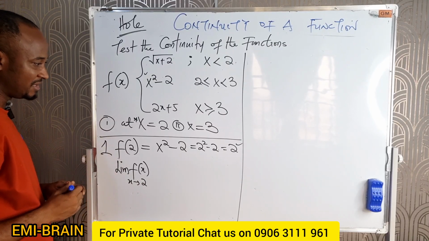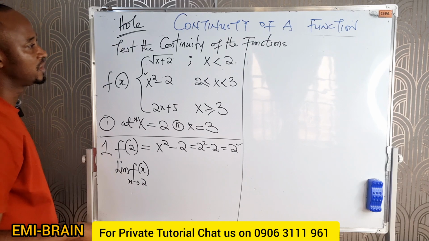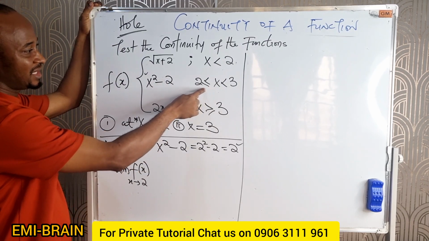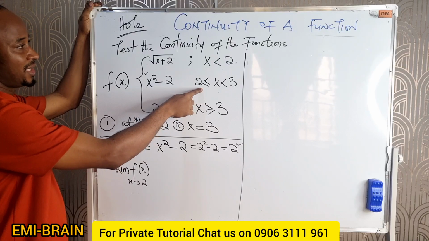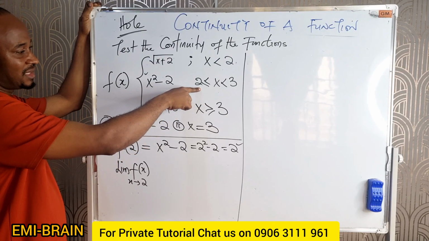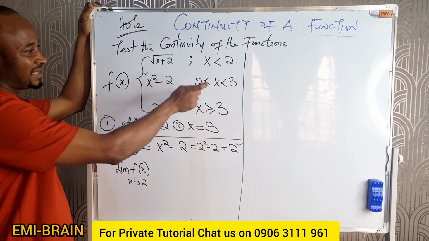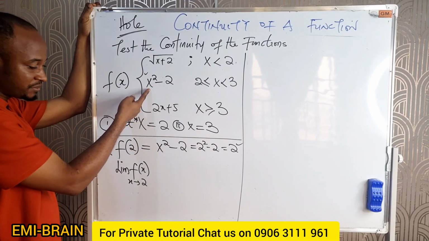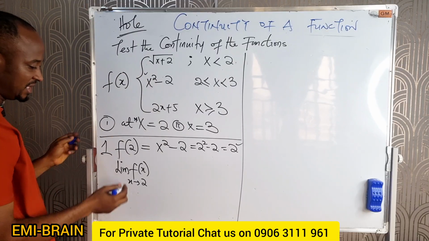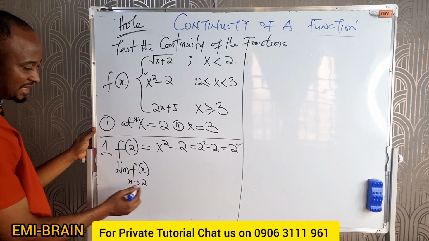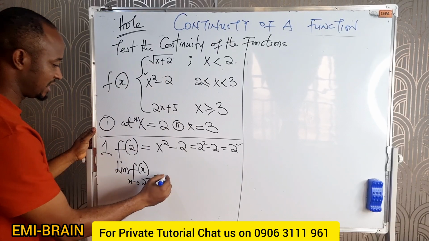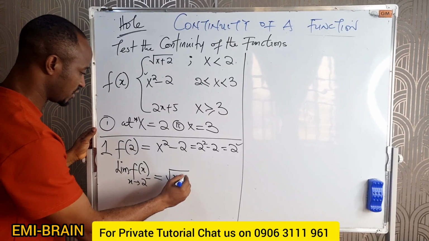We can find the limit because we have x is less than 2, and we have x is greater than or equals to 2 here. That means we can determine the limit of f of x as x approaches 2 on the right hand side using this expression, and on the left hand side using this expression. So let's find the limit of f of x as x approaches 2 on the left hand side. We're going to use this to solve. That means root x plus 2.